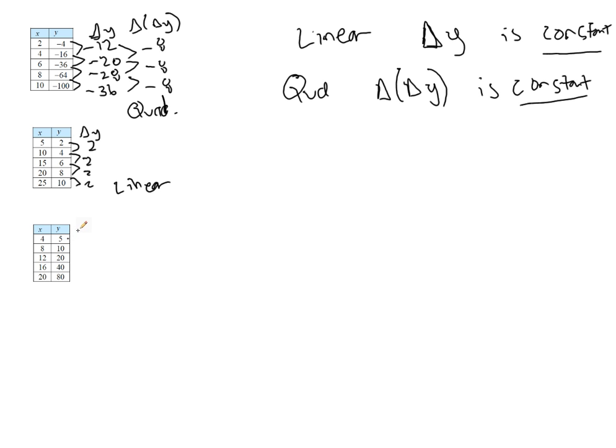Now over here, we look at the change in the y, and we see that this goes 5, 10, 20, 40. Okay, so that's how much the outputs increase by, so that's obviously not linear. The rates of change go up by 5, and then by 10, and then by 20. So in this case, since neither of these two are constant, this represents neither of these two function types.